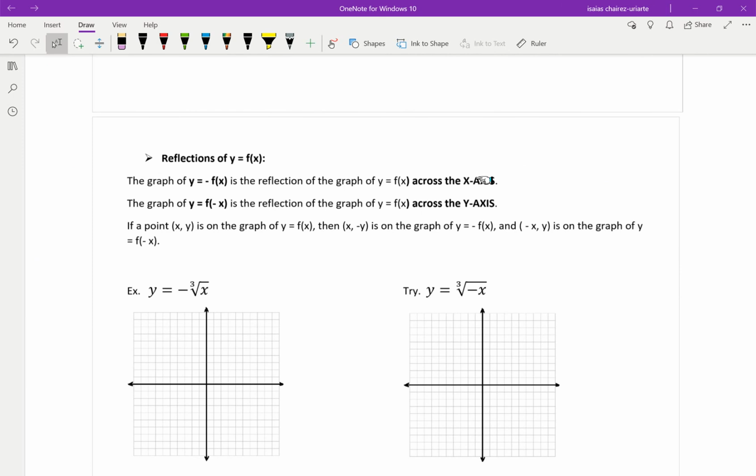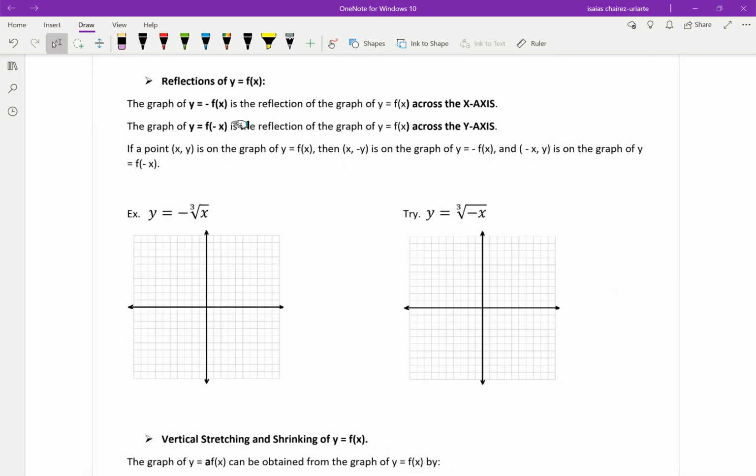So let's think about reflections. We have two types of reflections. We can reflect with respect to the x-axis and the y-axis. If you put a negative in front of your function, then we are reflecting across the x-axis. Now, if it's your x that changes sign, then we are reflecting with respect to the y-axis. So be careful with that.